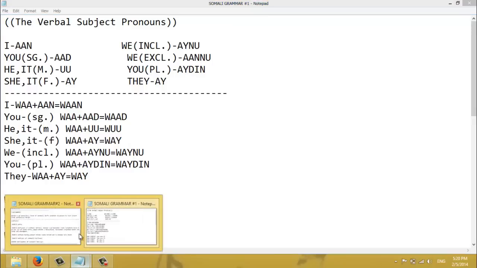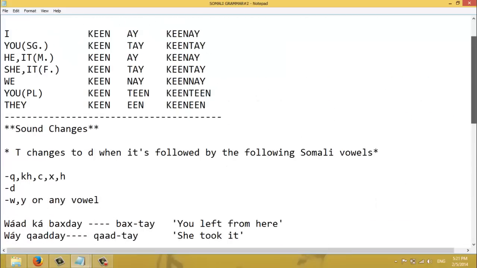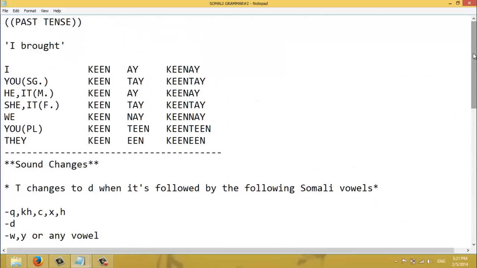So back to this. Kadib marakaidin af Somali baranay. So after you guys learn Somali. So Aiden is you, marakaidin, referring to you plural, and then baranay, that is the verb for you plural. All right, so that is it. A little short lesson here, another grammar lesson.